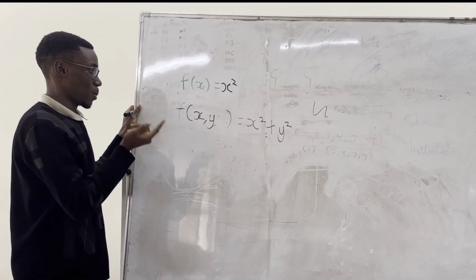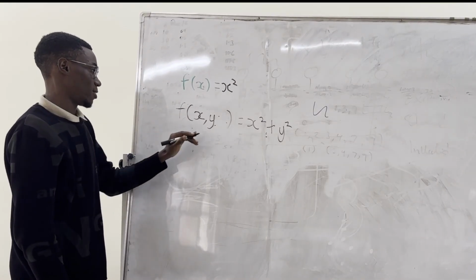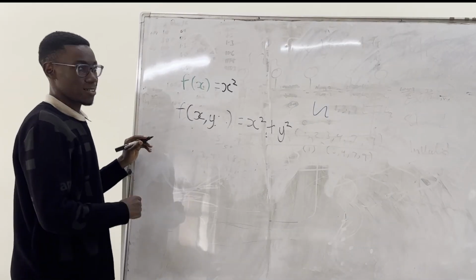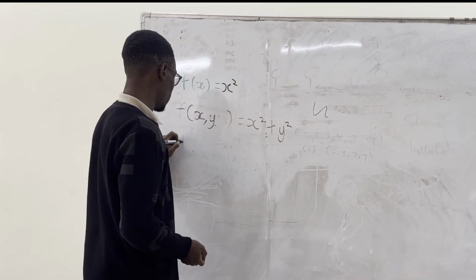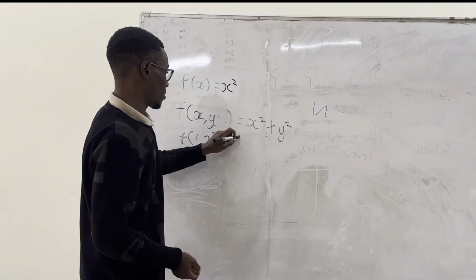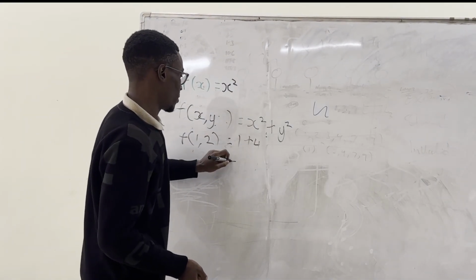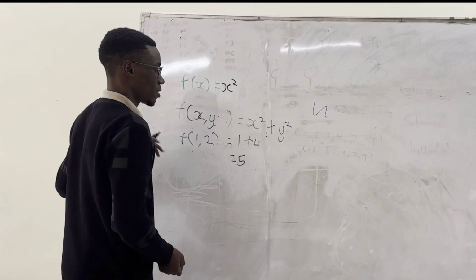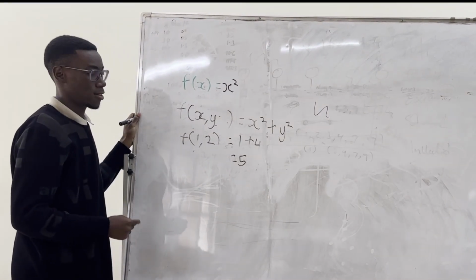So x can be 1 and y can be 2. The resultant will be, so f of 1, 2, 1 plus 4 is equal to 5. You know that the outcome is always 1.